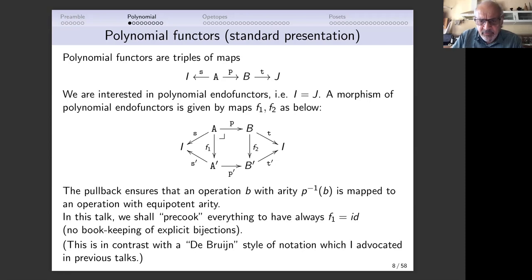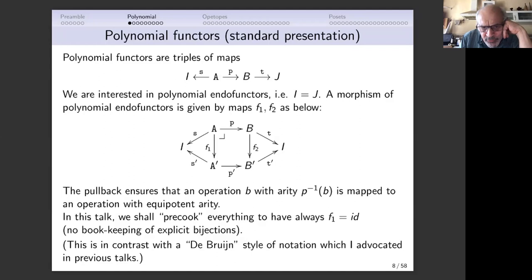And the spirit of the presentation I give today is that I will always manage to have F1 here to be the identity. So F1 is a kind of bookkeeping. F1 tells you, well, here you have an operation in B which has its inputs named like this, I don't know, A, B, C, and in B prime you have operations, but their inputs are named 1, 2, 3, okay? But A is 1, B is 2, and C is 3. So we don't want this. We don't want to have this explicit bijection. We want to be clever enough so that F1 will always be transparent.